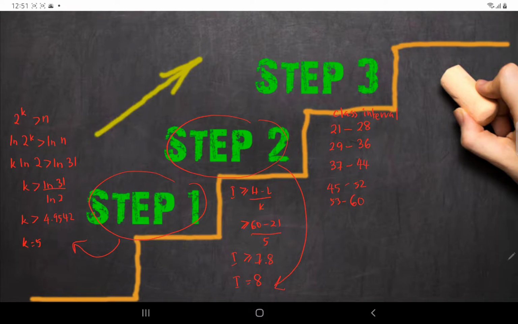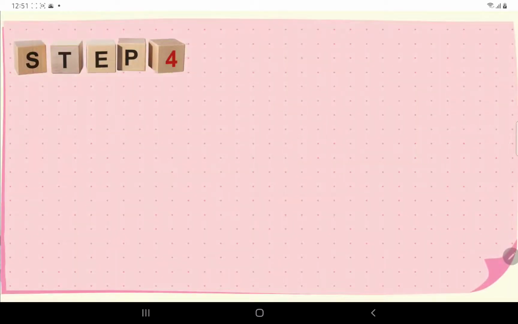Okay, then the final step is to tally the count and the number of items in each class. We could write it in table form. The first column is for class limit. Sorry, I will change it into the color blue. Class limit, and then tally and frequency.